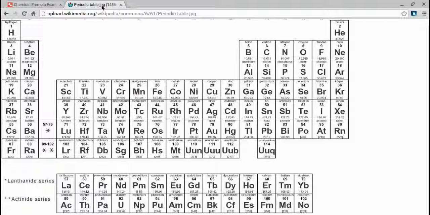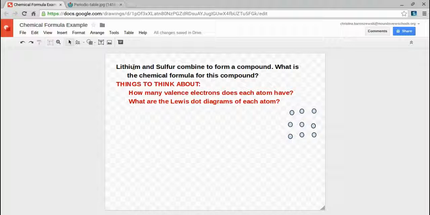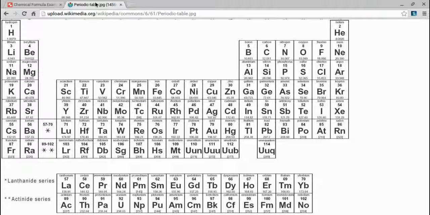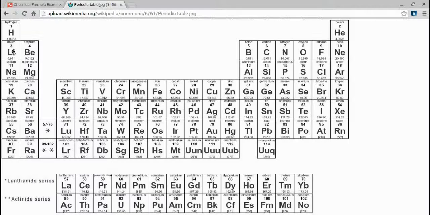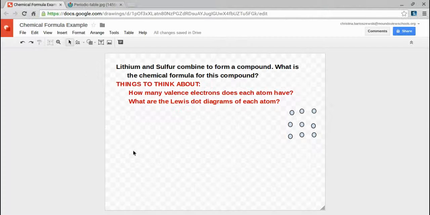All of you should have a periodic table in front of you if you're trying to do this on your own. I have mine right here. It says lithium and sulfur combine to form a compound. So I have to first figure out what the chemical symbols are for both lithium and sulfur. If I go over to my periodic table, I see that lithium's chemical symbol is Li.